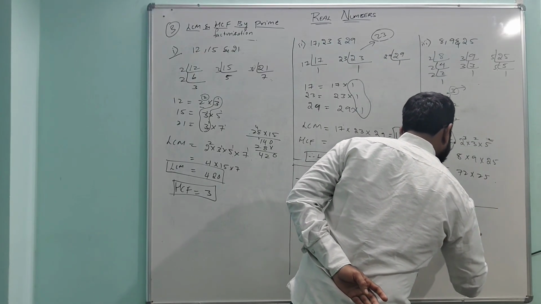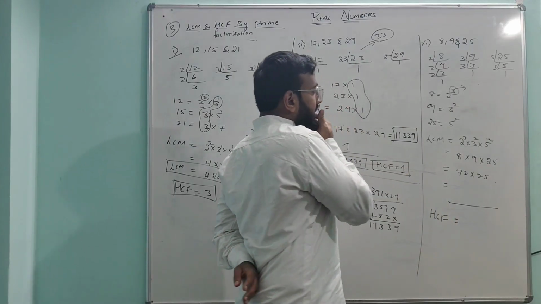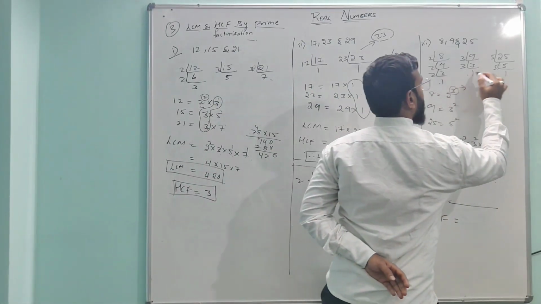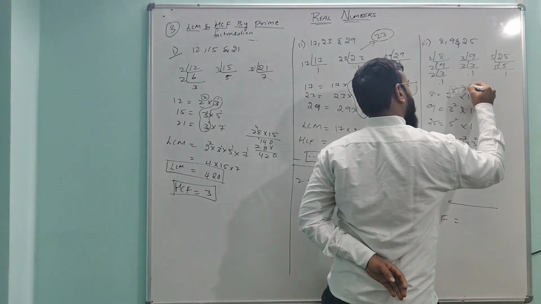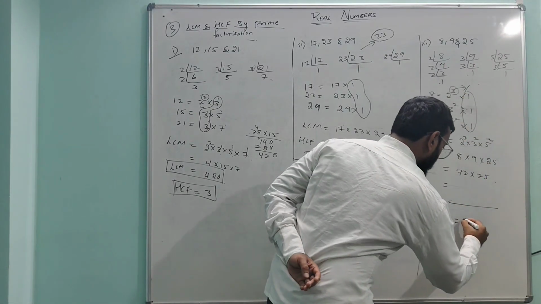So let us find the HCF first. What is common in both? Nothing is there, only 1, 1, 1. Okay, I'll write it here: 1 into 1 into 1. So the common is 1. So I'll write it over here, the HCF is.